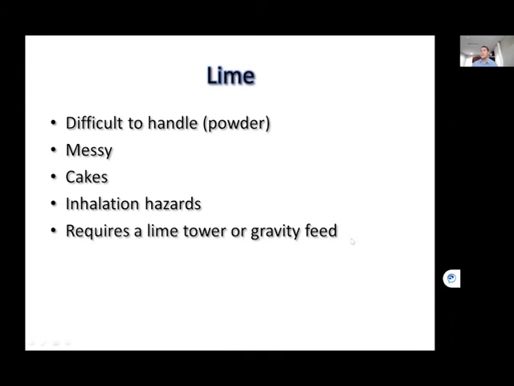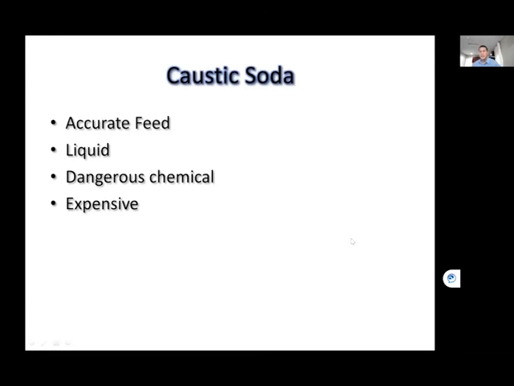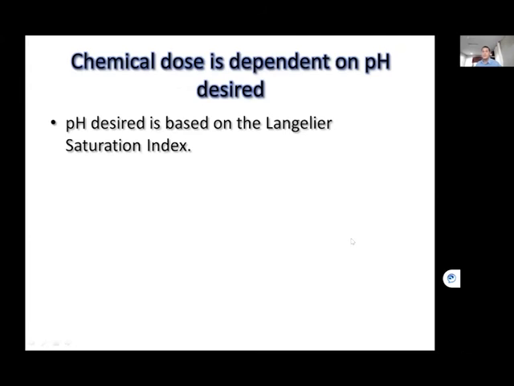Everyone knows any type of powder chemical in water treatment is very tough to manage. It has to be cleaned periodically, and the feed may not be accurate if the hopper gets clumped up. A lot of moisture can impact it as well. Messy, cakes, inhalation hazards, so lots of safety hazards. Caustic is more accurate to feed. It's a liquid. It's very dangerous, and it's actually one of the more expensive chemicals.